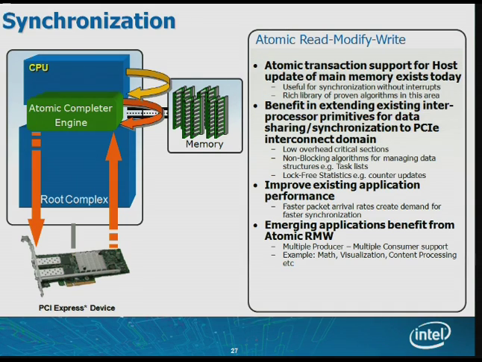Using atomic operations as the synchronization mechanism instead of interrupts could reduce the overhead quite a bit. There's a set of emerging applications that will benefit from this atomic read, modify, write. An example would be multiple graphics cards, or multiple GPUs, where you now have a mechanism for them to coordinate the work and actually share the workload.